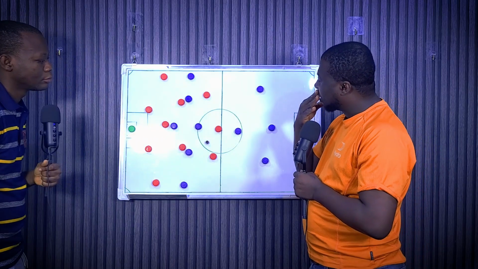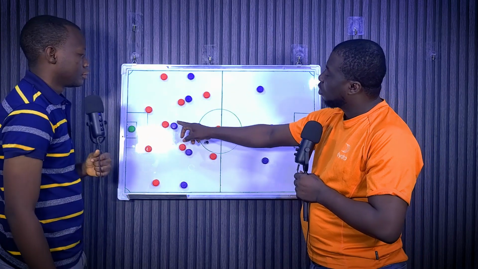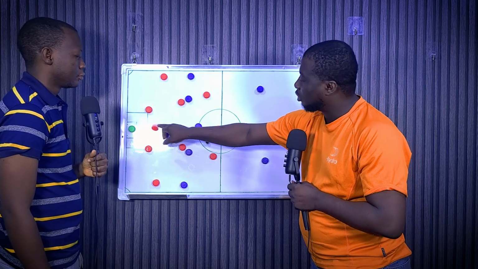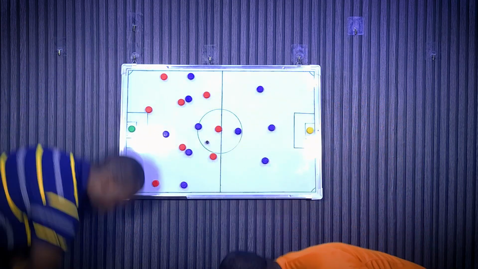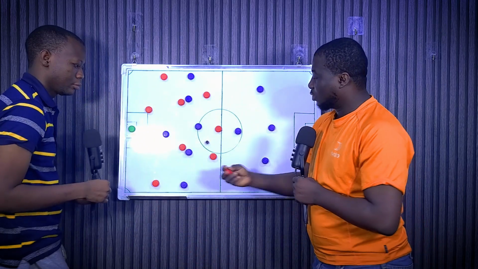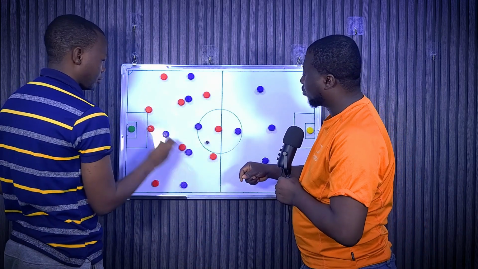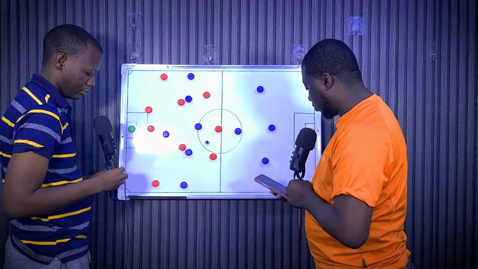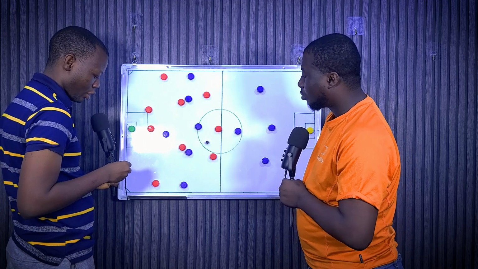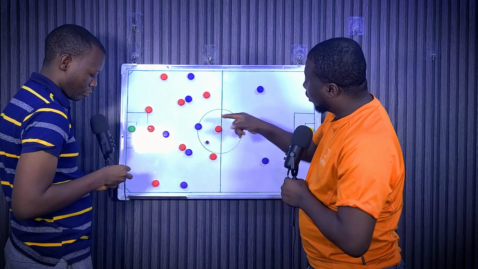I'm thinking that let's go back to the former shape, the former shape of 3 at the back. Sorry, I should have made it better. So let's go to the former shape. Okay, I'm with you. Let's go to the former shape.